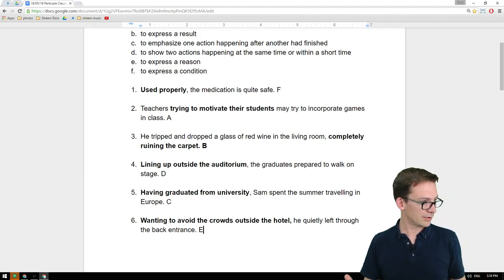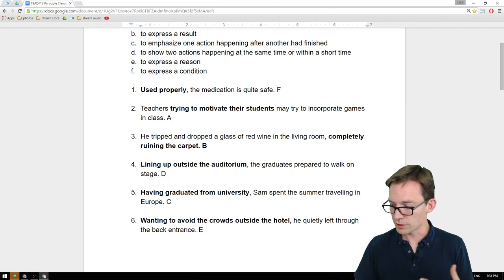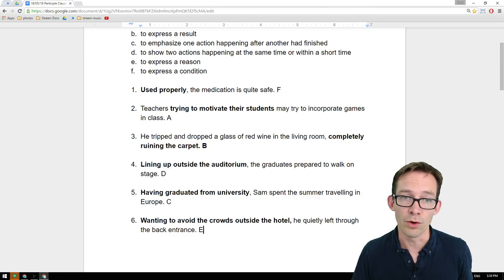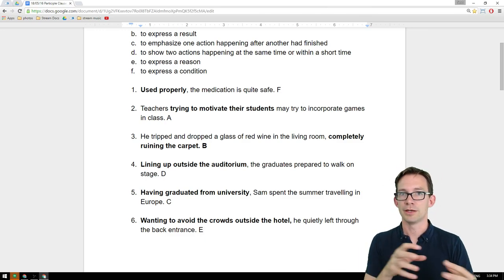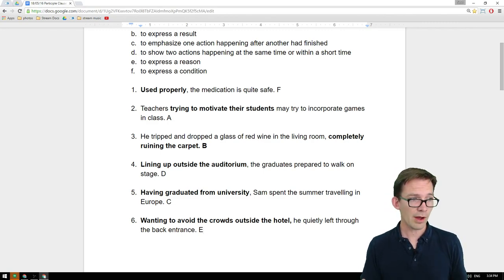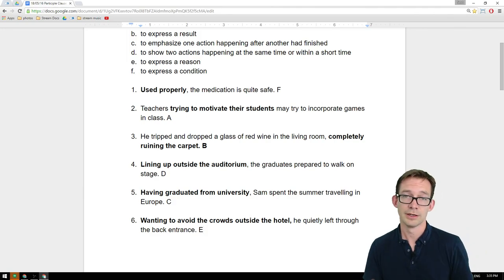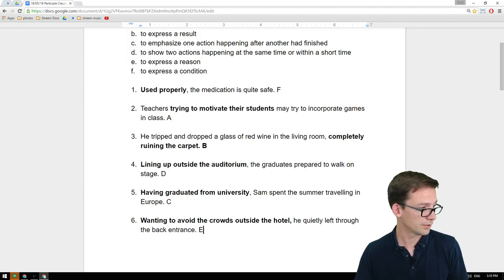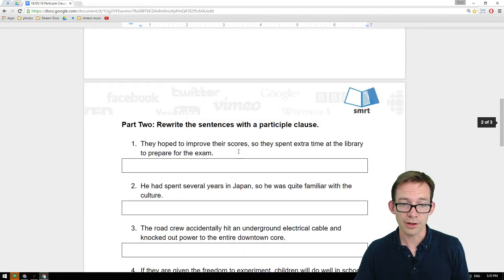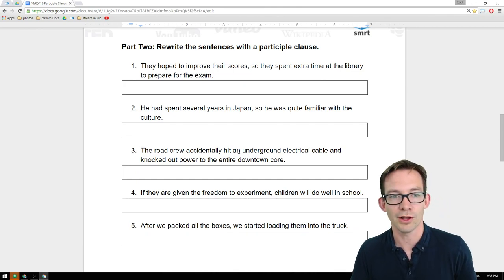So let's continue with this. This is great. So just to keep the focus on you guys, I want to challenge you a little bit more. Now, this was just matching the function of the participle clauses, which is good. Now I want you to take a long form sentence and reduce it, shorten it down, and use a participle clause, okay? So let's go down to part two. Part two, rewrite the sentences with a participle clause.